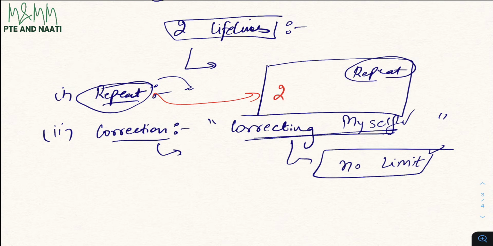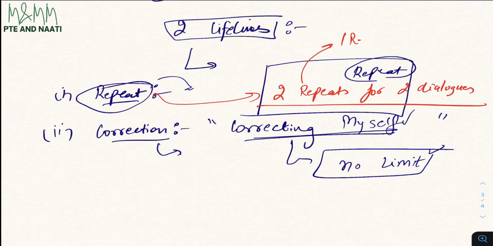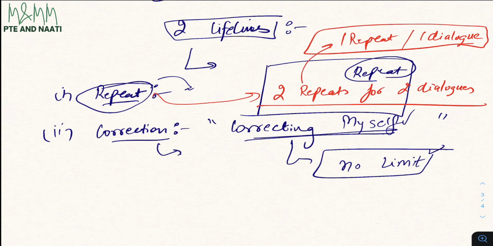Now, repeat is extremely powerful, as you can see that we can listen to the complete thing again, but that is why they've given us a limit, and that is 2 repeats for 2 dialogues, which means 1 repeat per 1 dialogue. Now, you might be having a question, can I take both of my repeats in 1 dialogue and not take any repeat in the other dialogue?